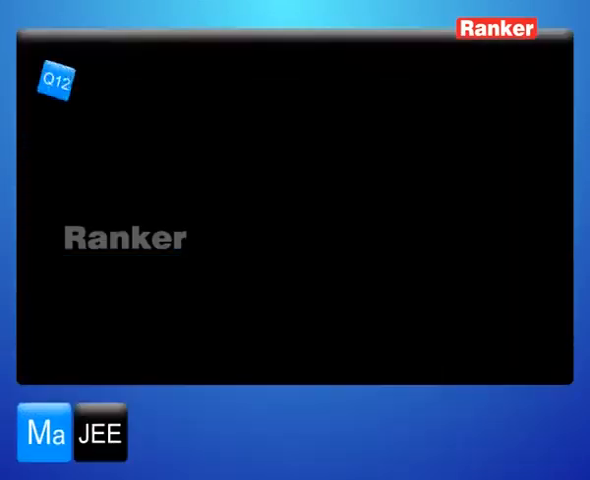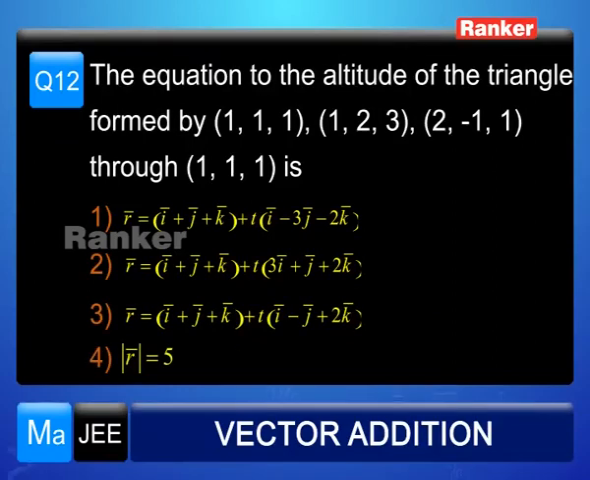Question number 12. The equation to the altitude of the triangle formed by (1, 1, 1), (1, 2, 3), (2, minus 1, 1) through the point (1, 1, 1) is given in vector form. First option, r bar is equal to i plus j plus k plus t times of i minus 3j minus 2k. Second option, r bar equals i plus j plus k plus t times of 3i plus j plus 2k. Third option, r bar is equal to i plus j plus k plus t times of i minus j plus 2k. And the fourth option, magnitude of r bar equals 5.